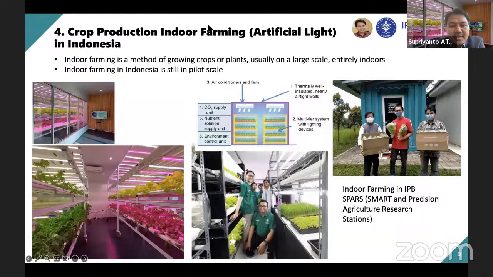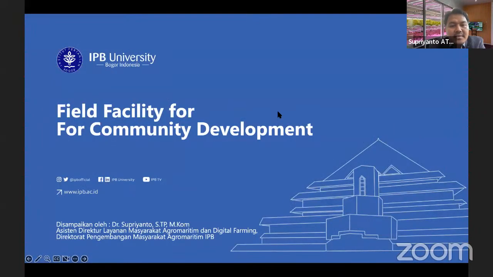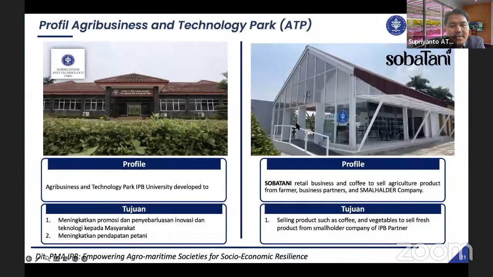Actually, our department, Mechanical and Biosystem Engineering, is also developing container-based systems, and also ATP IPB is developing a demonstration plant for the plant factory system. And this is the field facility for community development of ATP. Actually, ATP is one of the places that consists of two places.